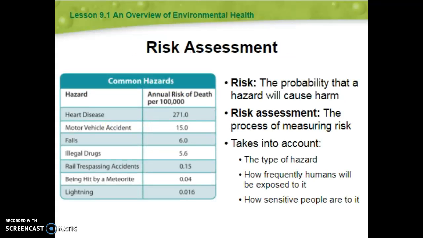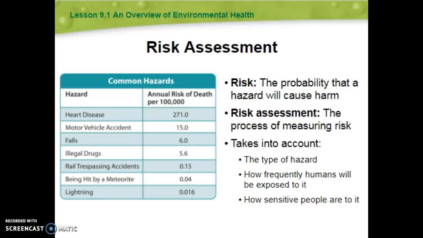So one of the things that comes along in this unit is a risk assessment. Remember, risk is how dangerous something is, basically. So our risk assessment is trying to measure how dangerous an activity is. Insurance companies pay people to be risk assessors. How dangerous is this person? Is this person someone that we should insure?